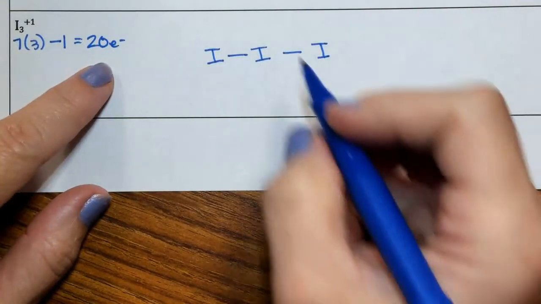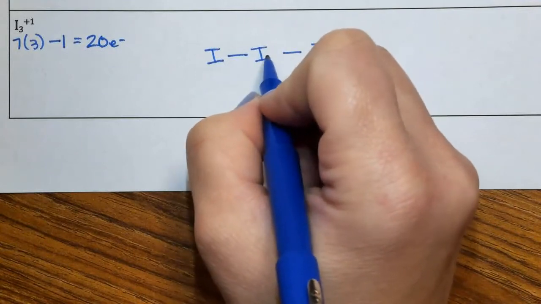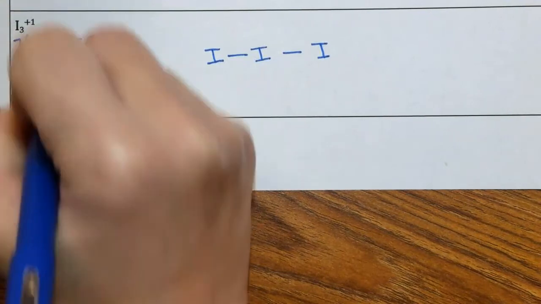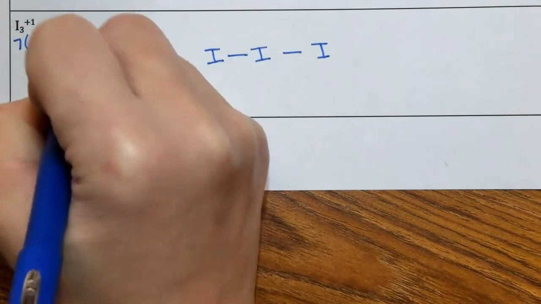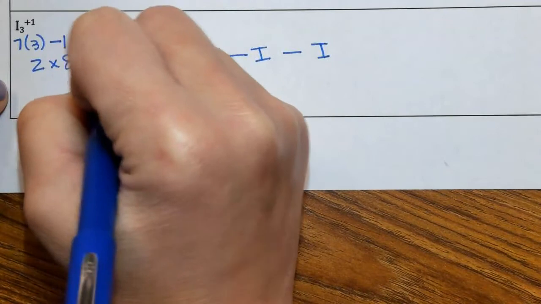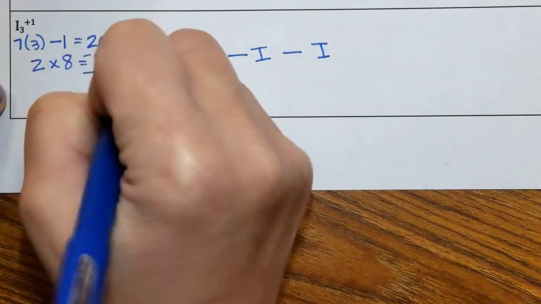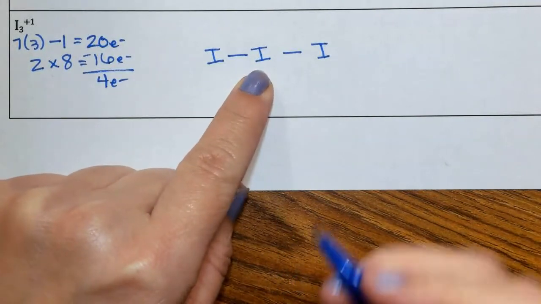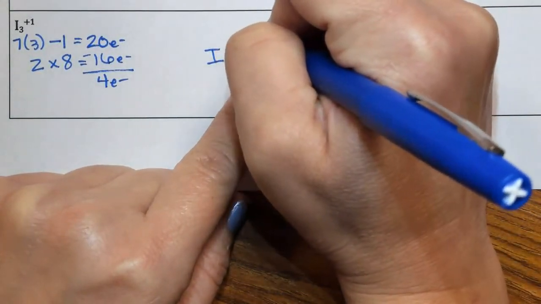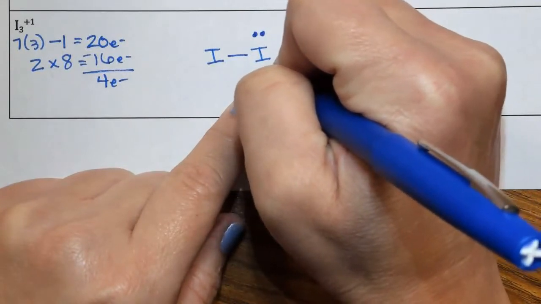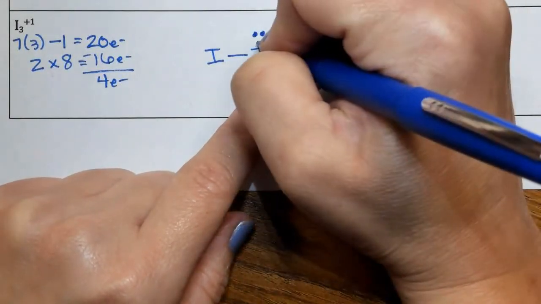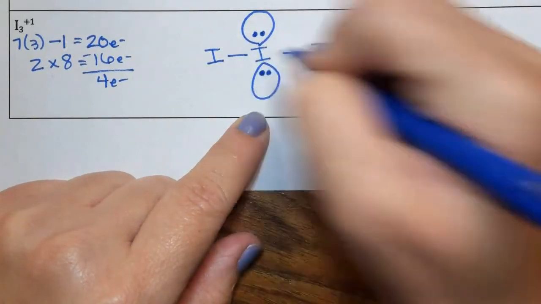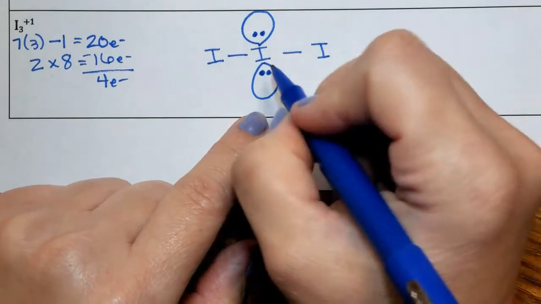Now, I want to find out how many pairs of dots are going to go on my central atom. So I have 1, 2 bonded atoms times, they're going to each get an octet. So 2 times 8 equals 16 electrons, and when I subtract these two, that means that I need 4 electrons on this central atom. So I'm going to have 1, 2, 3, 4. Always want to add them in pairs. And then I'm going to put an alien head around this one and an alien head around this one. Now, everything should have an octet.